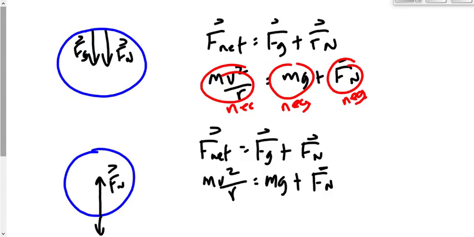Good. Now, what about the force of gravity when we're at the bottom of the circle? It's going to be negative again. What about the normal force when you're at the bottom of the circle? It's going to be positive. And what about the centripetal force when you're at the bottom of the circle? The net force, the centripetal force.